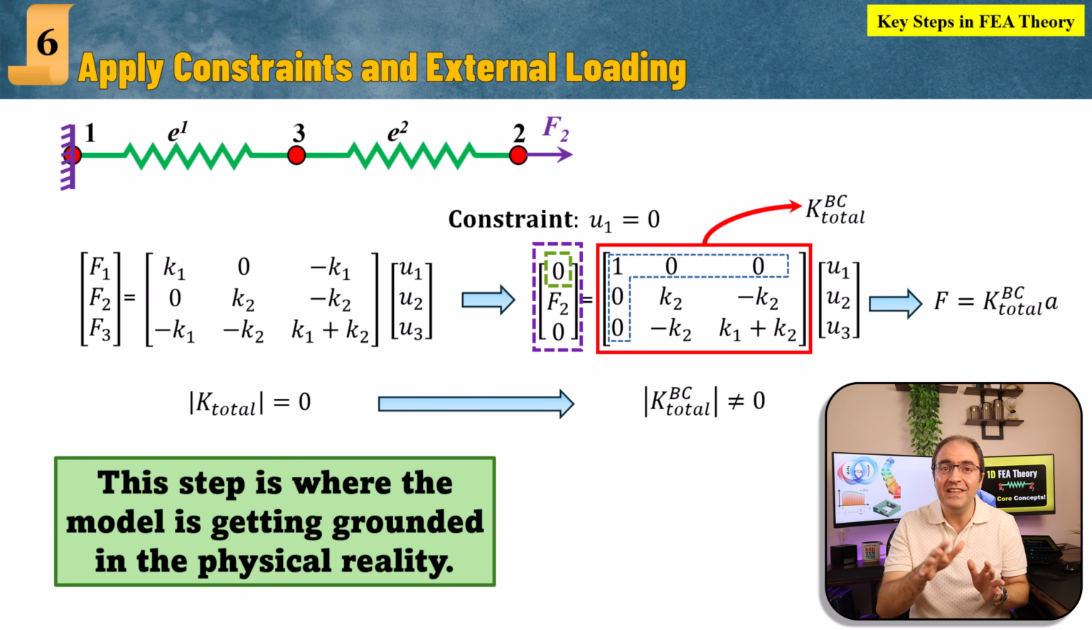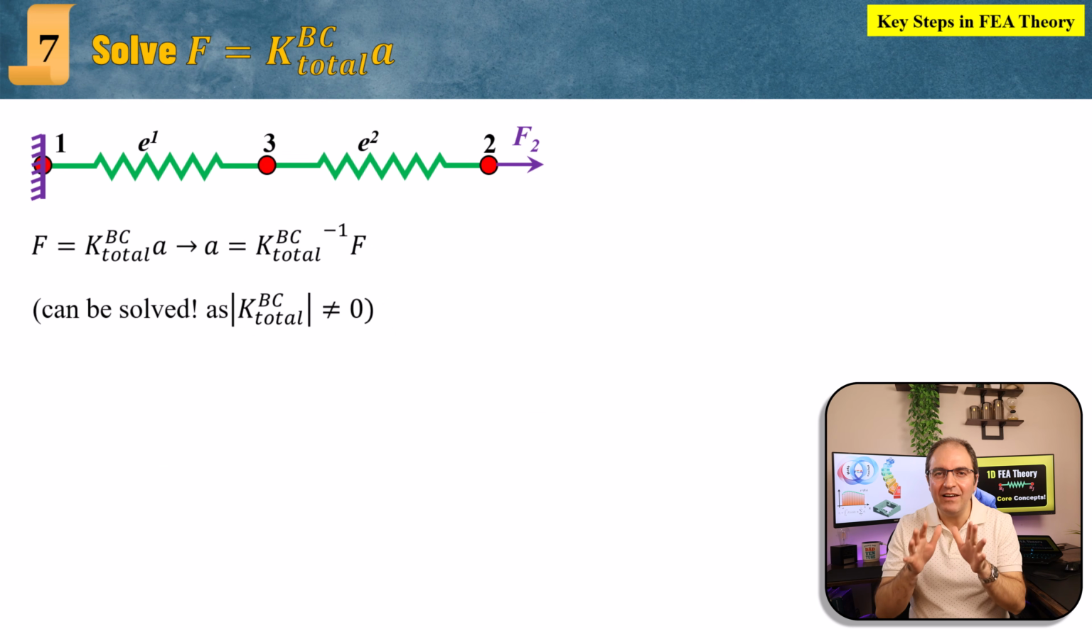If you turn this into a system of algebraic equations, the first equation is u1 equal to 0. That is our constraint. See, the reaction at node 1 doesn't even enter the equations. Let's go ahead and solve this equation in the next step. Now that the constraints have been applied and our system is no longer singular, we've arrived at the solvable version of the finite element model.